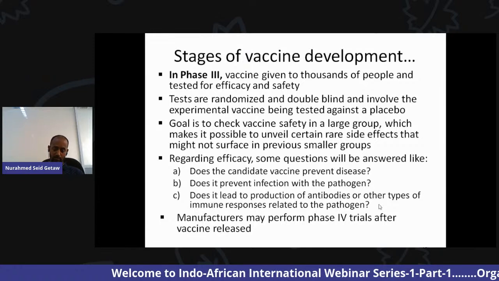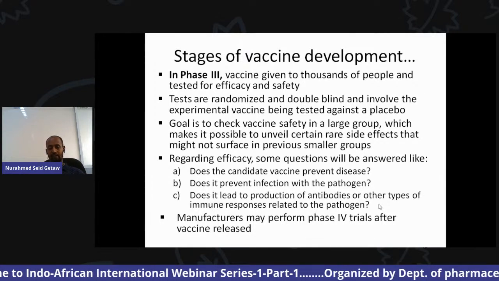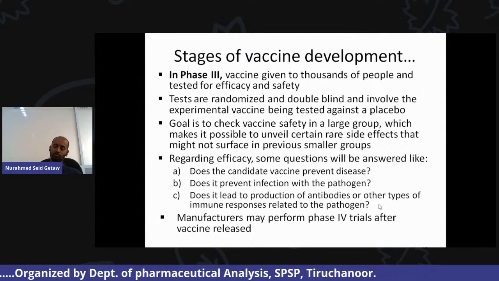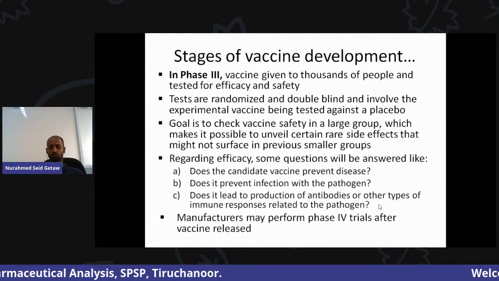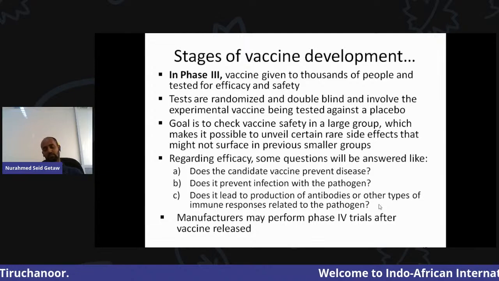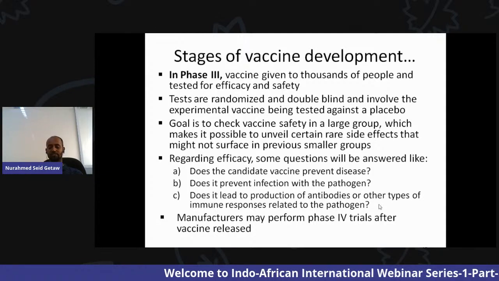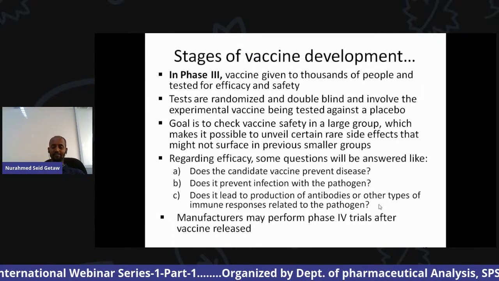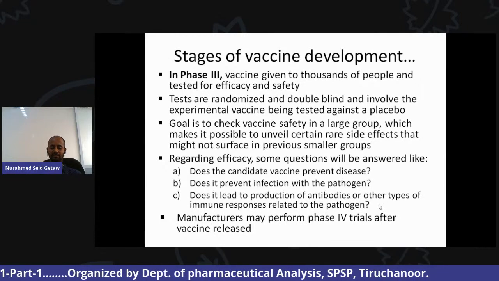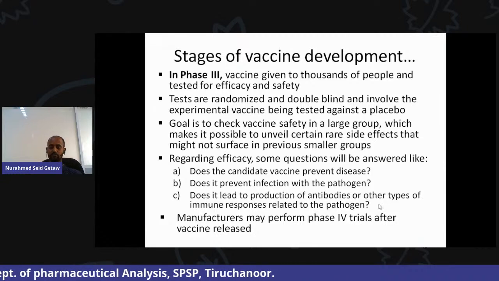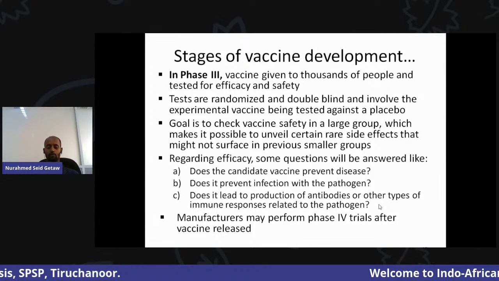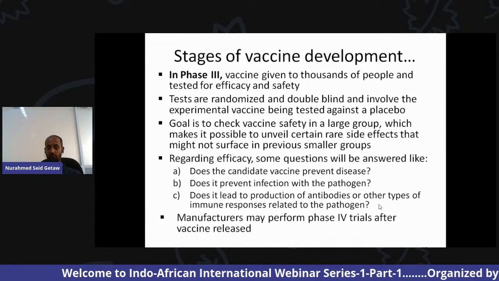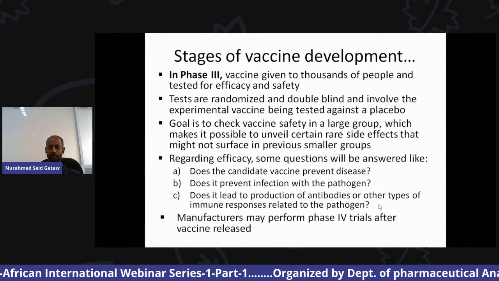And when it comes to the efficacy check in phase 3, there are a variety of questions, like, does the candidate vaccine actually prevent the disease? Using some challenge model, they will get answers to this question. And does it prevent infection with the pathogen? Is it capable of preventing actual infection? And does it lead to the production of antibodies or certain other types of immune responses related to the pathogen? What is the actual mechanism of defending our body? All of these questions will have to be answered in this phase 3 clinical trial.